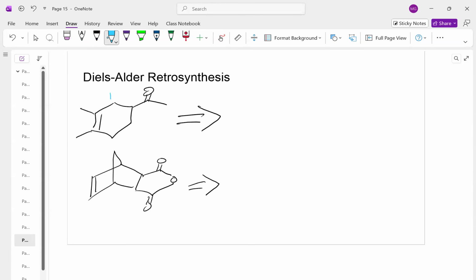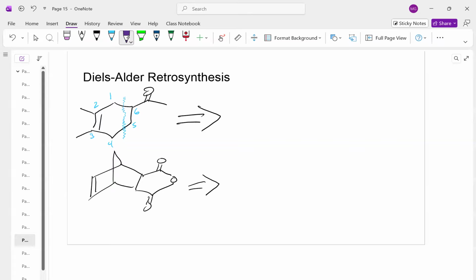I'm going to number 1, 2, 3, 4, 5, and 6, because numbers 1 through 4 should be the diene and number 5 and 6 should be the dienophile. And I'm going to imagine just kind of breaking this apart here. And we can actually do a backwards mechanism.